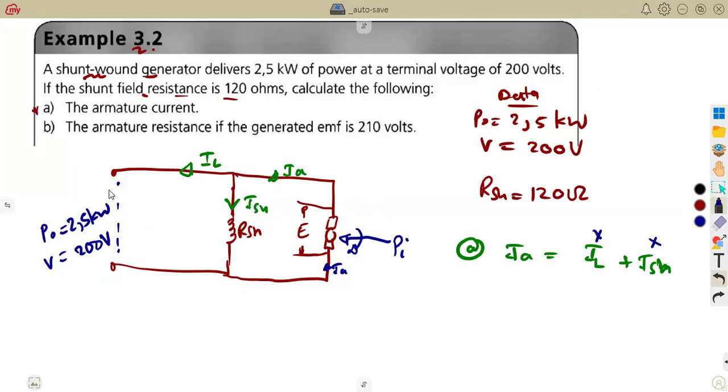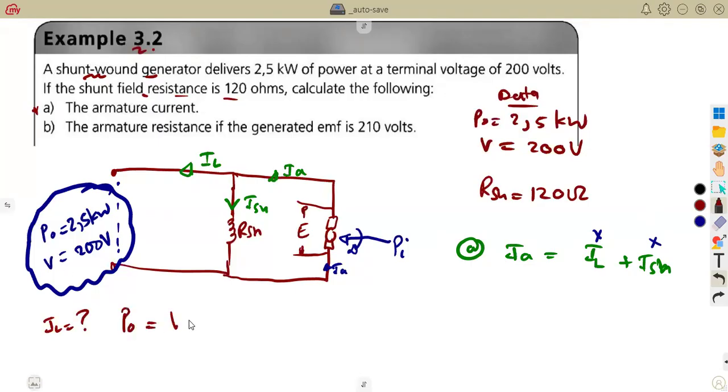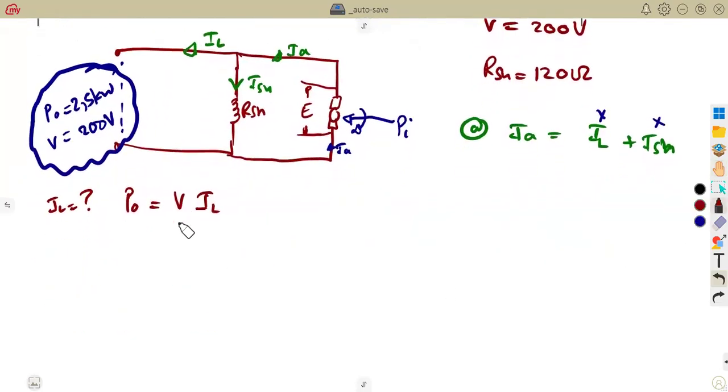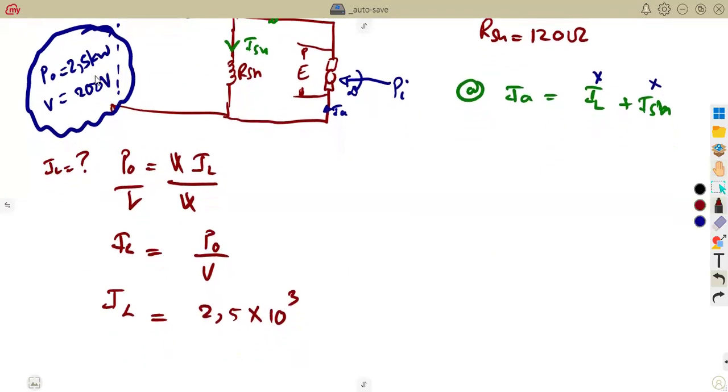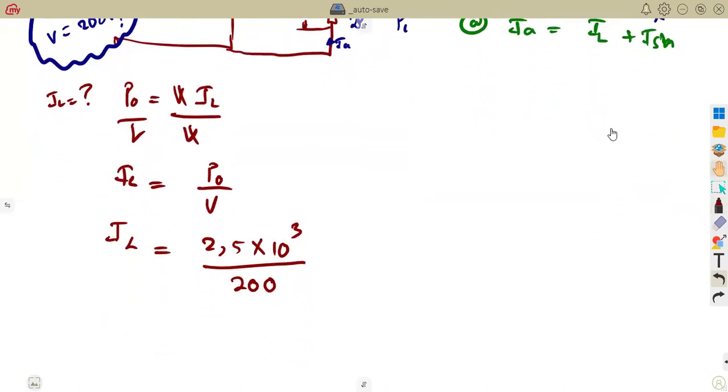Where can we obtain the load current? Take a closer look at the output. We have the output power and voltage there. So the load current can be calculated from the power output, because output power is voltage times the load current. Remember that. So you divide by the voltage. It means the load current is going to be P out over V, your terminal voltage, with the output that we are given of 2.5 kilowatts times 10 to the exponent of 3, over what? The voltage. What is our voltage? 200. The load current is going to be calculated from there.